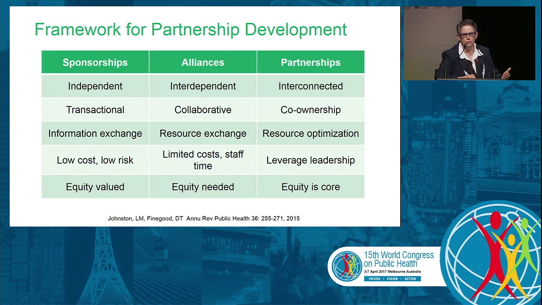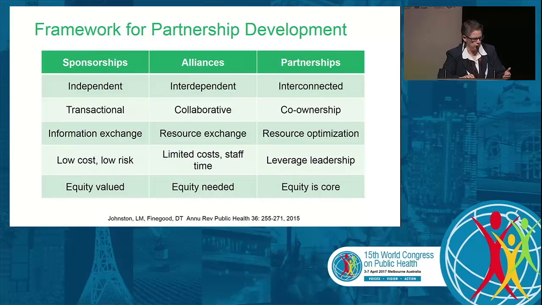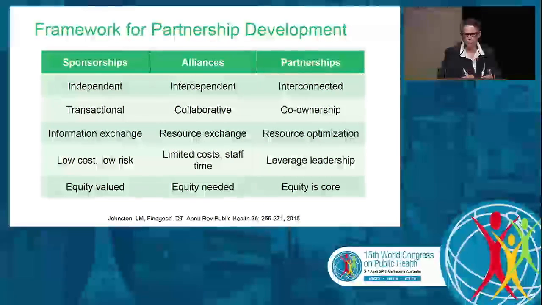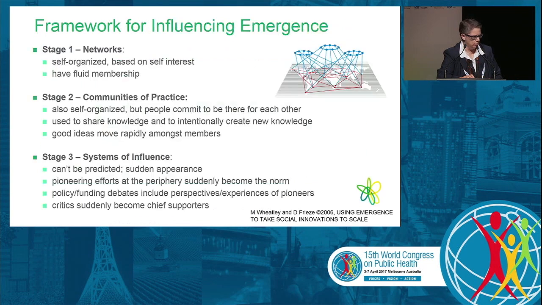Whereas there are also things like alliances, where the relationships start to become more interdependent and collaborative, versus true engaged partnerships, where the organizations involved are truly interconnected and there's real co-ownership. I'm not trying to imply that there's anything wrong with any one of these, but the important value of the framework is to be able to articulate and more clearly describe the nature of the relationship you're trying to build, and to think about the parameters that go with it.